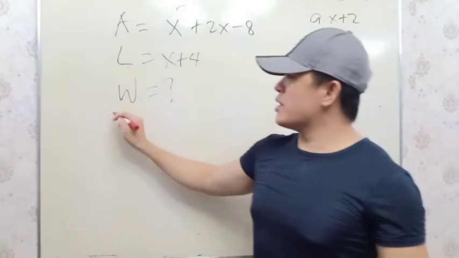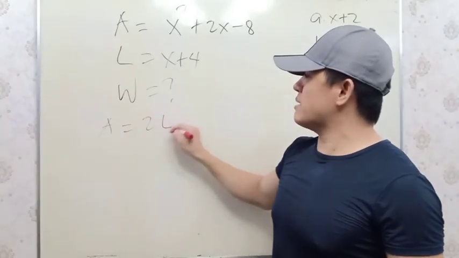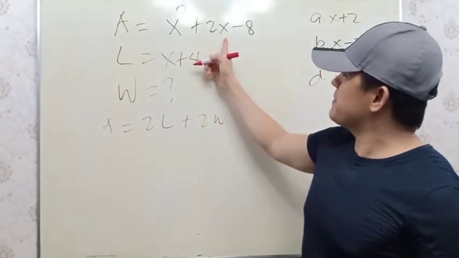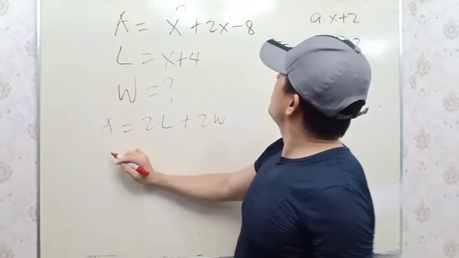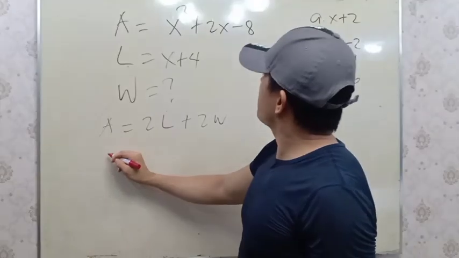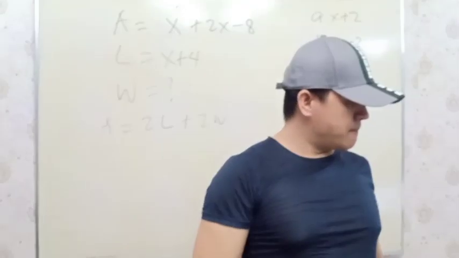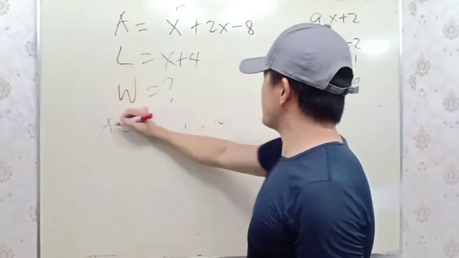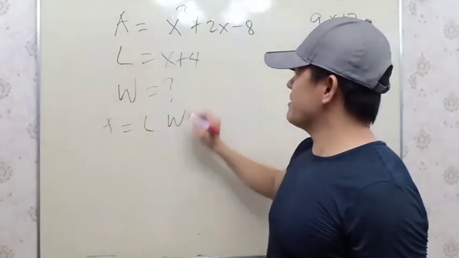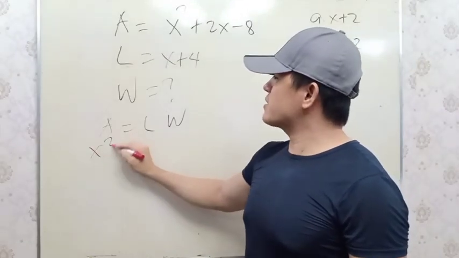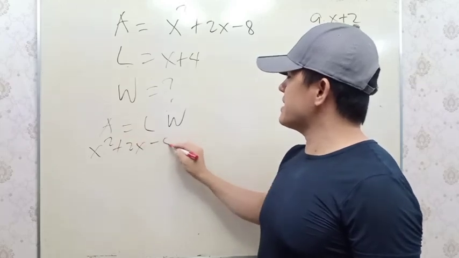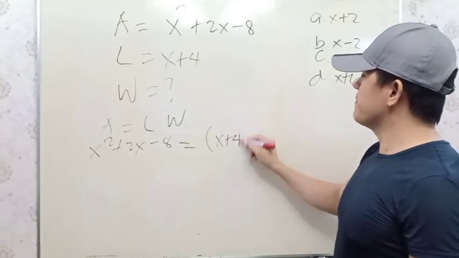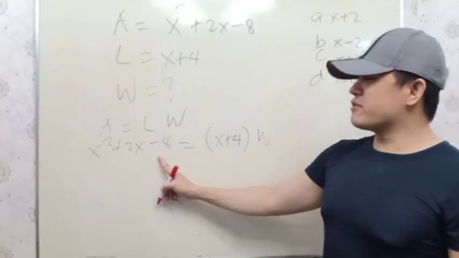Okay, now we know that the area of the rectangle is 2L plus 2 width, right? And then area, since this one is this way, so there you go. We can have, sorry, this is perimeter pala. Length times width, I'm sorry. So this one is like x squared plus 2x minus 8 is equal to length, which is x plus 4, and then the width. Now we have to factor this one out.